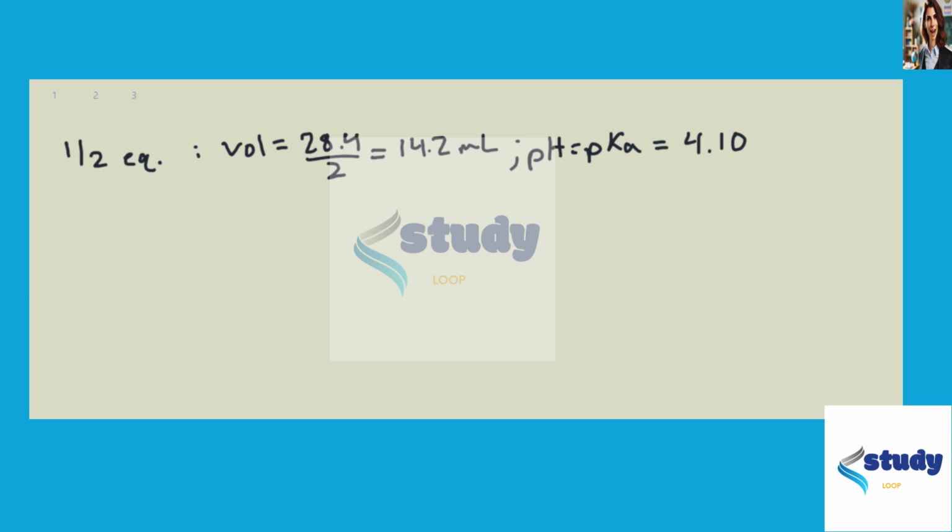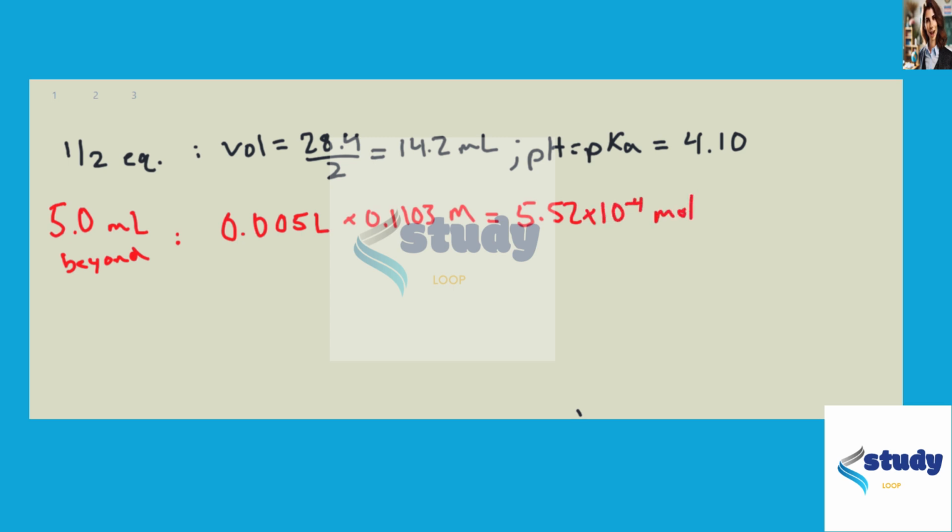Now the last step that they ask us to do here is to calculate 5 milliliters beyond the equivalence point. So we can calculate the moles of base that we have, or the moles of excess base that we have, if we only take into account 5 milliliters. So we get 0.005 times the concentration is equal to 5.52 times 10 to the minus 4 moles.